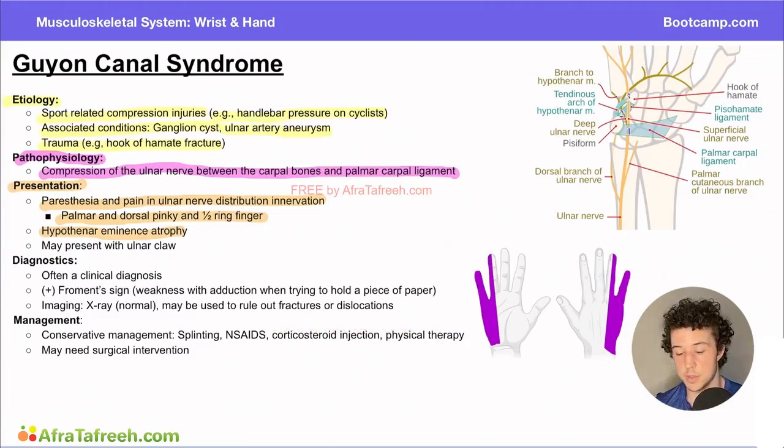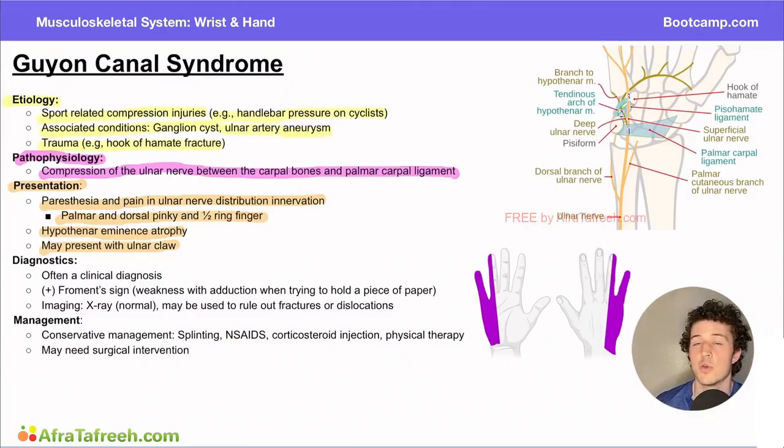And lastly, this may present with ulnar claw. So remember what I said about the lumbricals having split innervation. So remember the third and fourth lumbricals are innervated by the ulnar nerve. And the lumbricals are going to do this action at the third and fourth fingers. So if we lose innervation of those lumbricals, then we're going to have the opposite action. And so patients may present like this, which is called ulnar claw, with the Guyon canal syndrome.